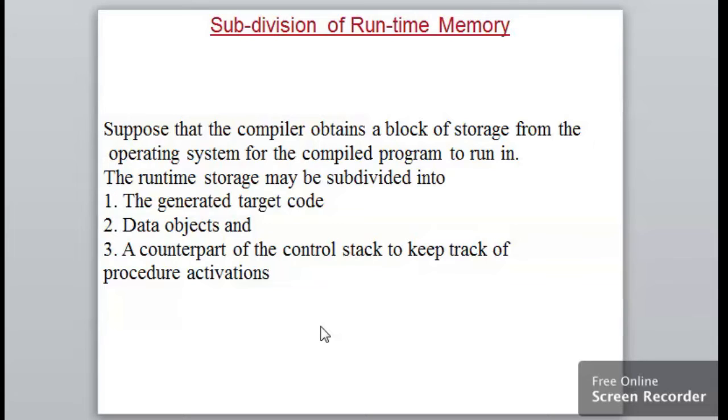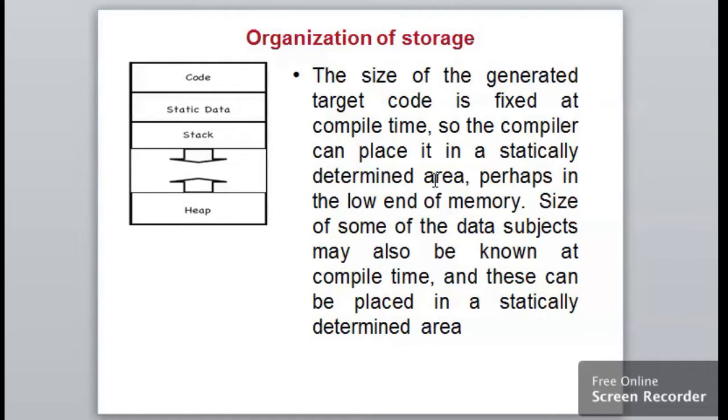The control stack basically represents which activations are live at any point of time during the execution of the entire program. So these are the three areas. The generated target code would be one area, the data objects would be in another part, and the control stack would let us know what the current procedures in activation are.